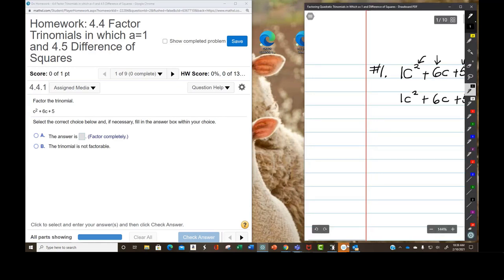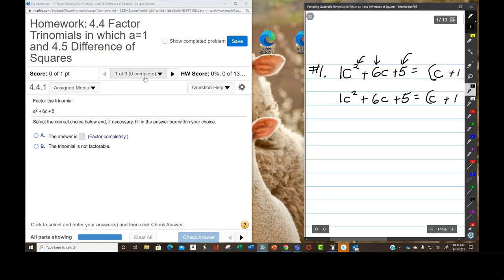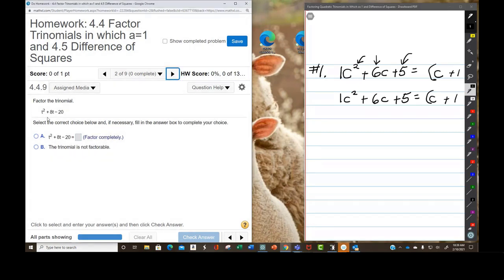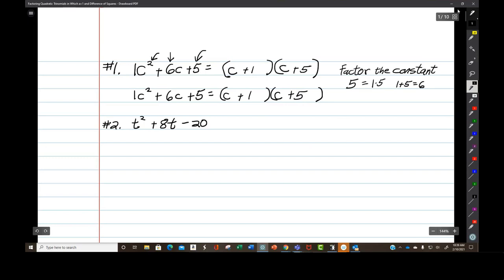Let's choose another. How about number 2, whatever that is. t squared plus 8t minus 20, number 2. The first thing you want to notice is that you have an invisible 1 right there in front of the t squared. That means your A number is 1. That means your life is going to be a lot easier than it was yesterday.